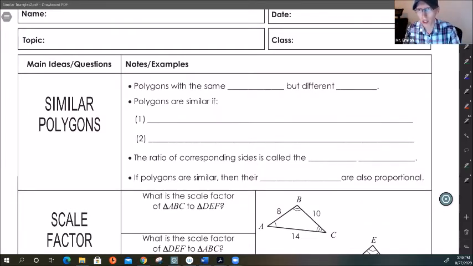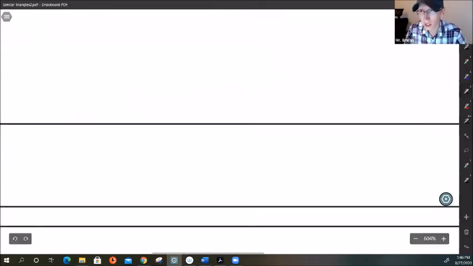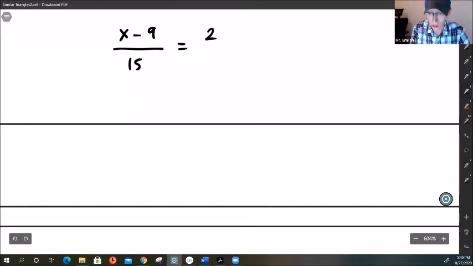So I would like you guys to solve this equation. Okay, so let me just write it right here. Can you guys please solve for x? If the equation is given as x minus 9 over 15 is equal to 2x minus 9 over 10.